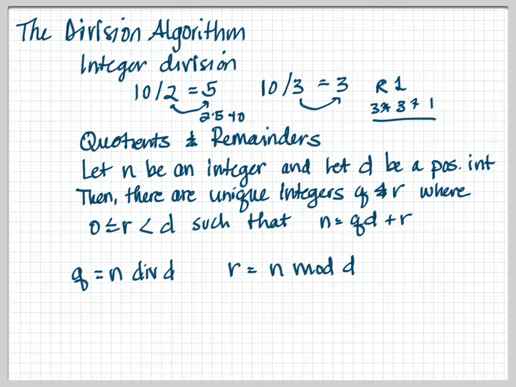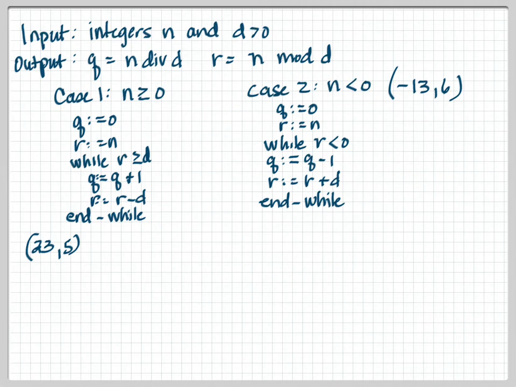This value here, n, is equal to q times d plus r. We write the equations for q and r. The quotient is equal to n div d. The remainder is equal to n mod d. Let's take a look at some examples.